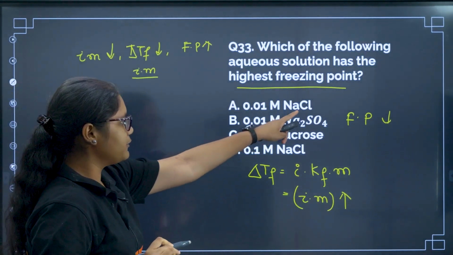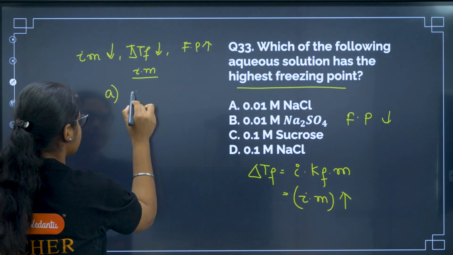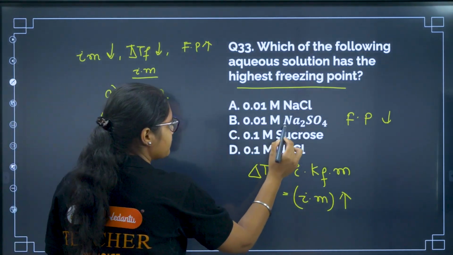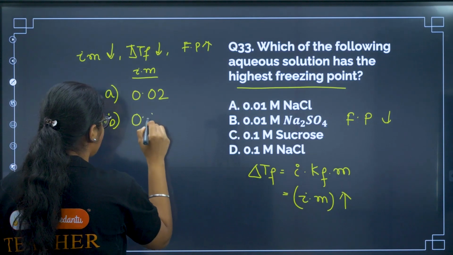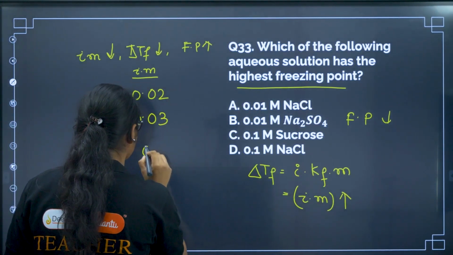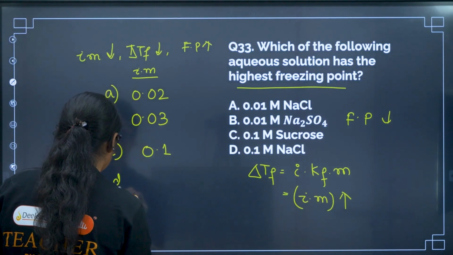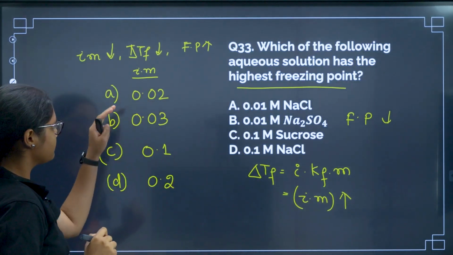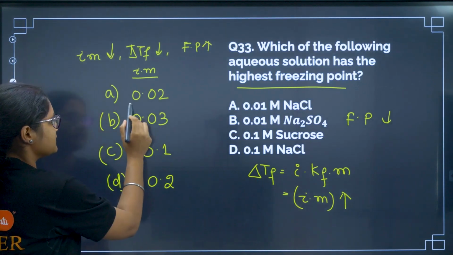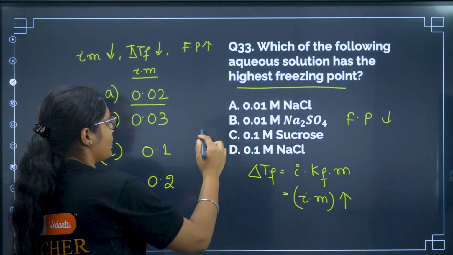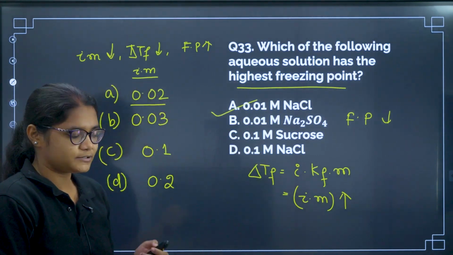So i value is 2 here and 0.01, so I'll get 0.02. Then here we will get 0.03. Then in option C we will get 0.1. And in option D we will get 0.2. So you see, in which of the following is the i m value the minimum? That is in the first option. So depression will be minimum and the freezing point will be maximum. So correct answer is option A.